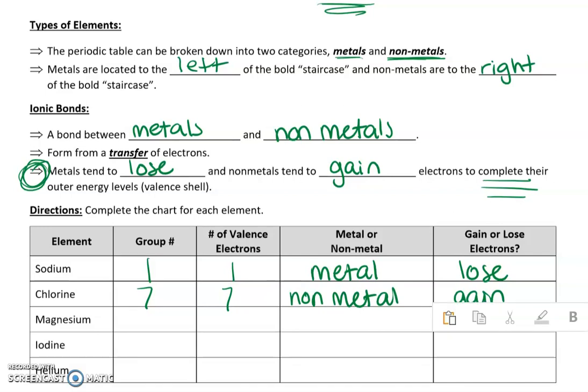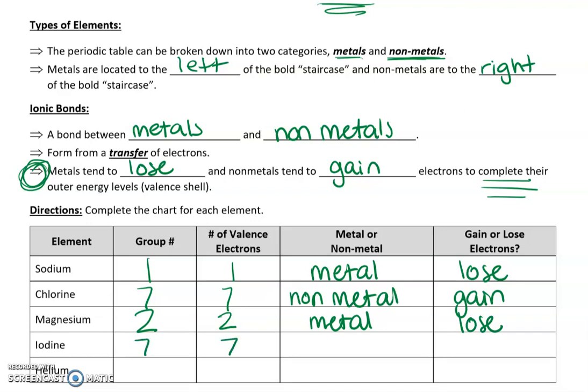Magnesium is in group 2, which means it has 2 valence electrons. It's to the left of the staircase, so it is a metal. And that means that it is going to lose electrons because it is a metal. Iodine is in group 7, so it has 7 valence electrons. It's to the right of that bold staircase, so it is a nonmetal. And that means that it is going to gain. Once again, nonmetals will always gain valence electrons.